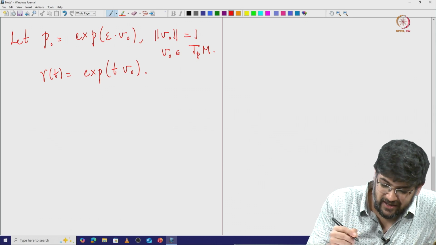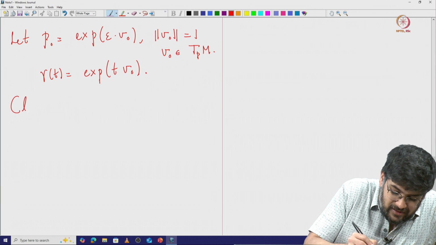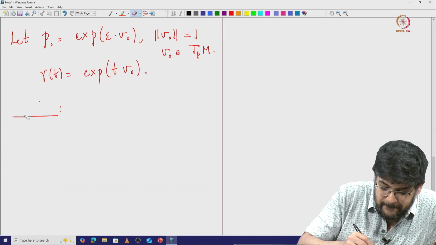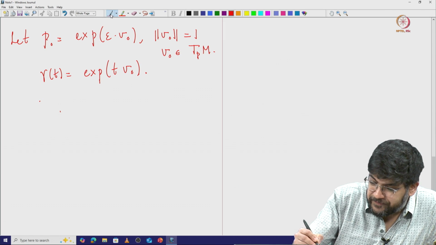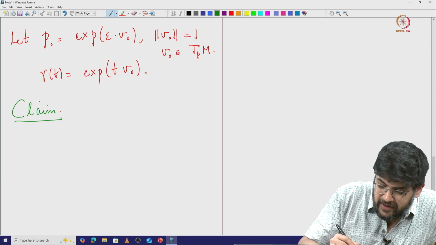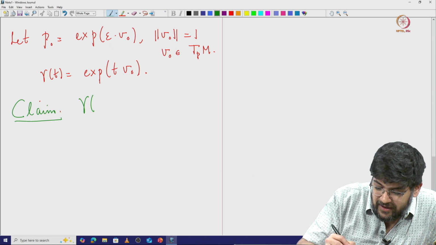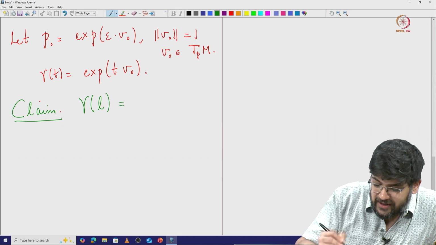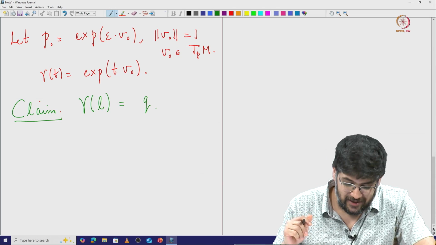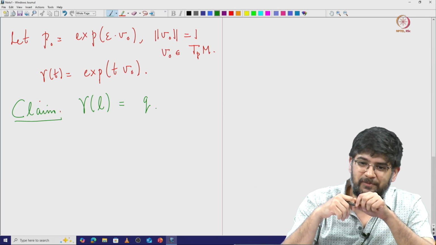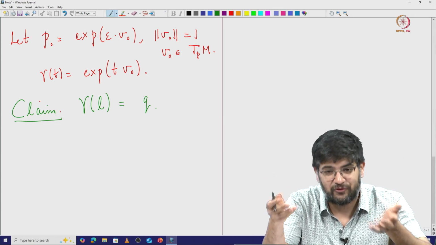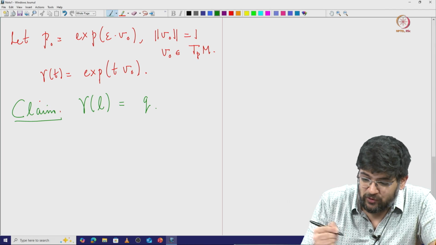So my claim is that gamma at L, so remember L is the distance between P and Q, is actually Q, okay. So then I would be done, because I have found a curve of length exactly L which connects P to Q, and L was the distance between P and Q, so gamma will have to be a minimal geodesic, okay. So if I prove this, I am done.